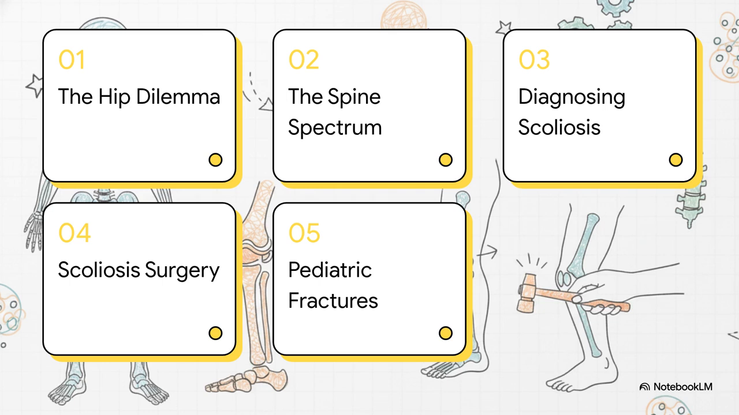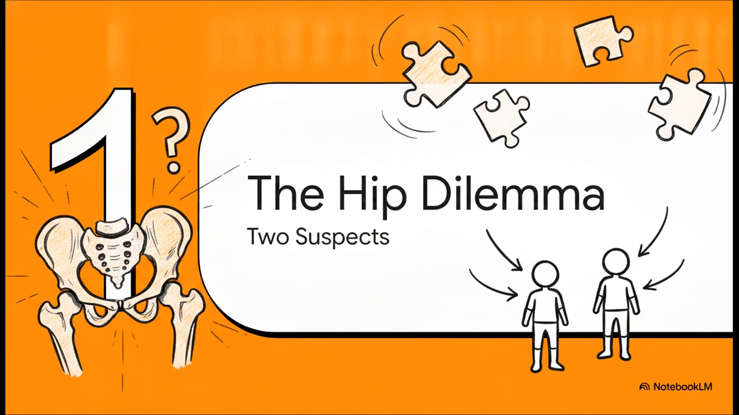Number 1, the hip dilemma. Number 2, the spine spectrum. Number 3, diagnosing structural scoliosis. Number 4, scoliosis surgical management. And finally, number 5, assessing pediatric fractures. All right, Section 1, the hip dilemma. 2 suspects. Let's dive right into this first puzzle.